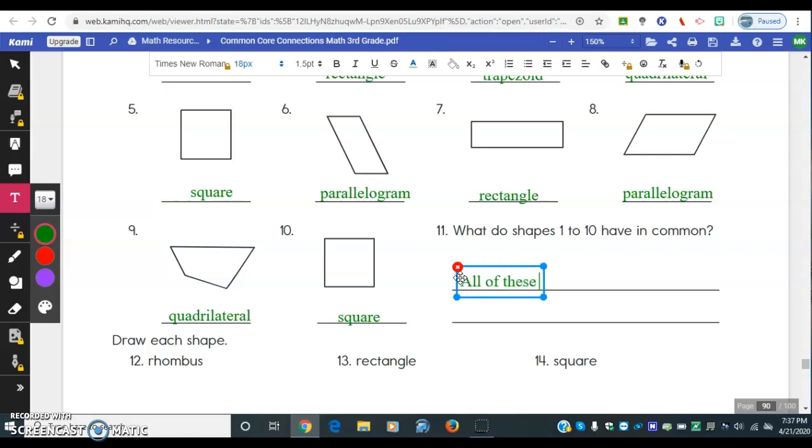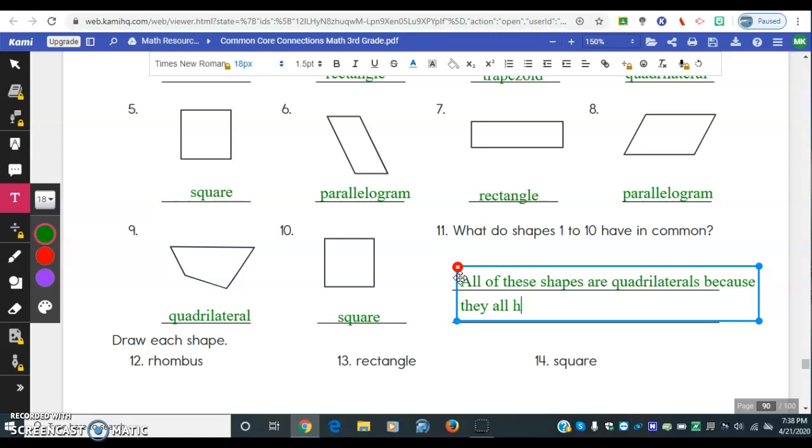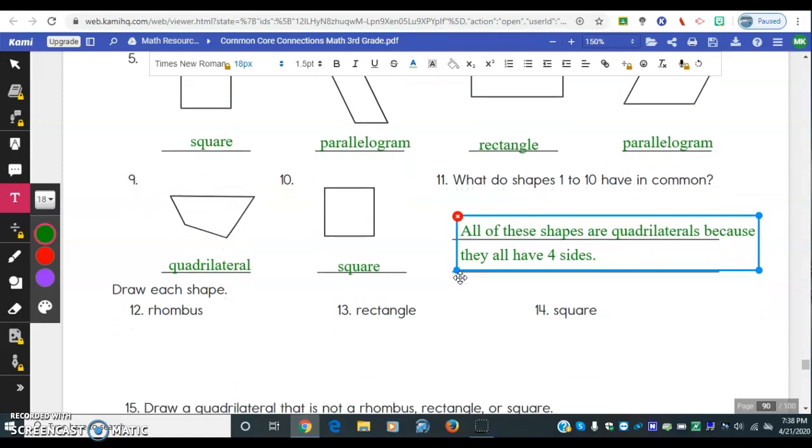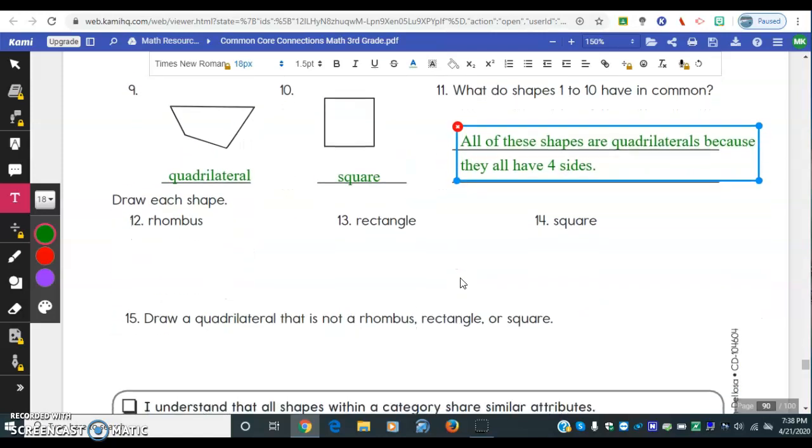All of these shapes are quadrilaterals. They all have 4 sides, so I'm going to say because they all have 4 sides. So they're all quadrilaterals. They're also all polygons. The next step, they want us to draw each shape. They want us to draw a rhombus.